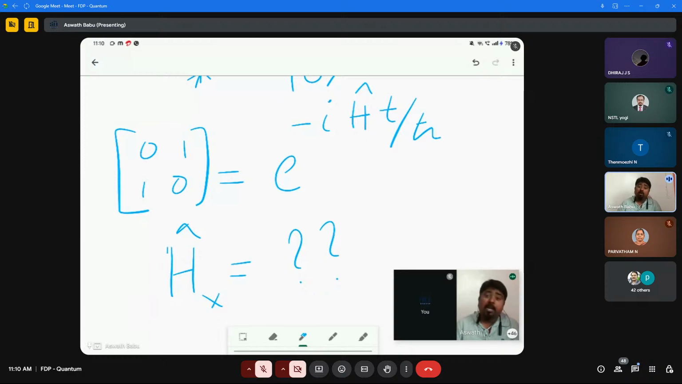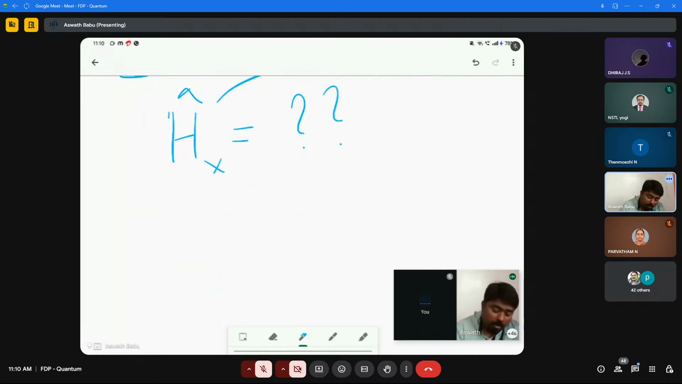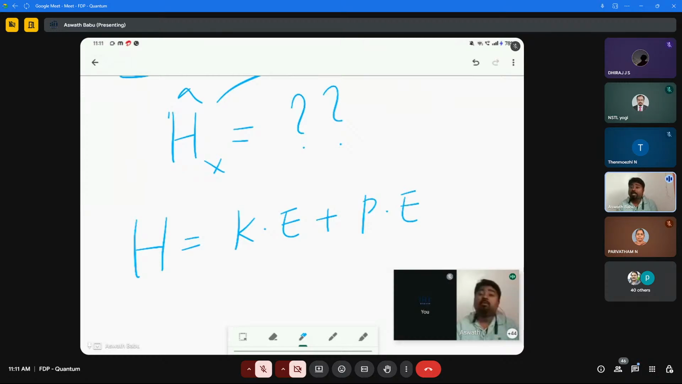So the X gate Hamiltonian means what for you? Hamiltonian, in a classical analogy, describes the total energy of the system. Usually in a classical manner, the Hamiltonian H is kinetic energy plus potential energy. That is what the Hamiltonian usually is.